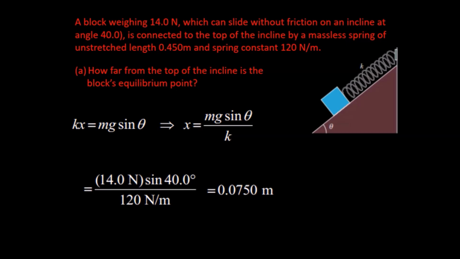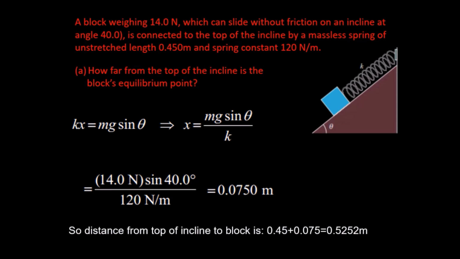But this isn't the total answer. What this represents is essentially x, the extension of the spring. It's not the distance from the top. So it's been displaced from equilibrium. So the distance from the top of the incline to the block is 0.45 plus 0.075, which is going to give us 0.525 meters. So we do have to add the unstretched length of the spring to this value.